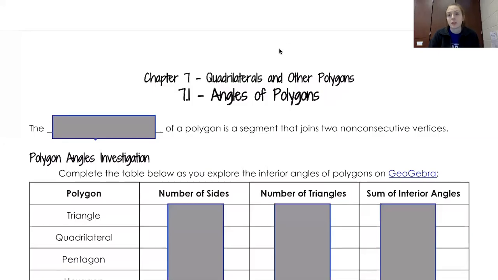Okay, so today we're going to start chapter 7, which is on quadrilaterals and other polygons. And today's lesson specifically is 7.1, which is on angles of polygons.